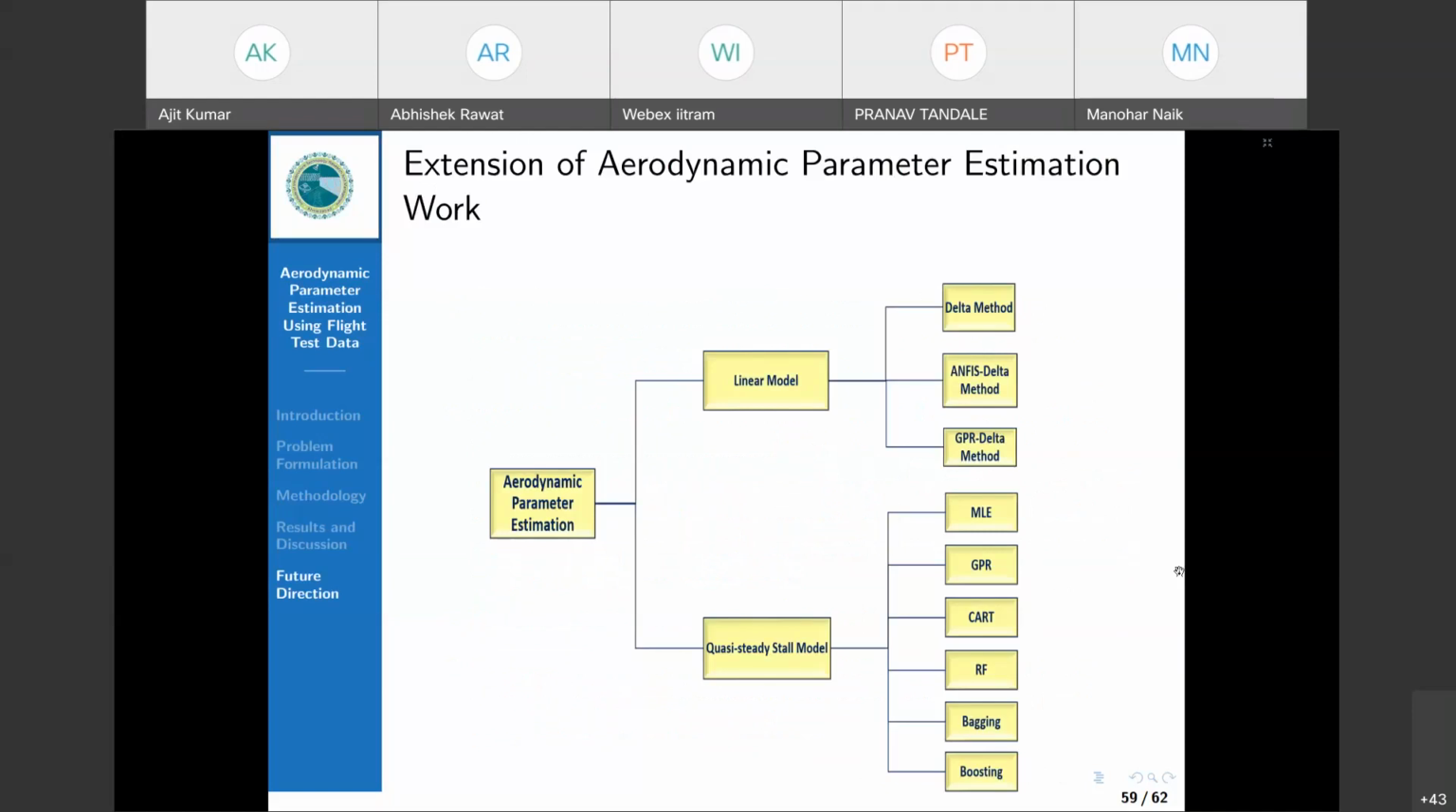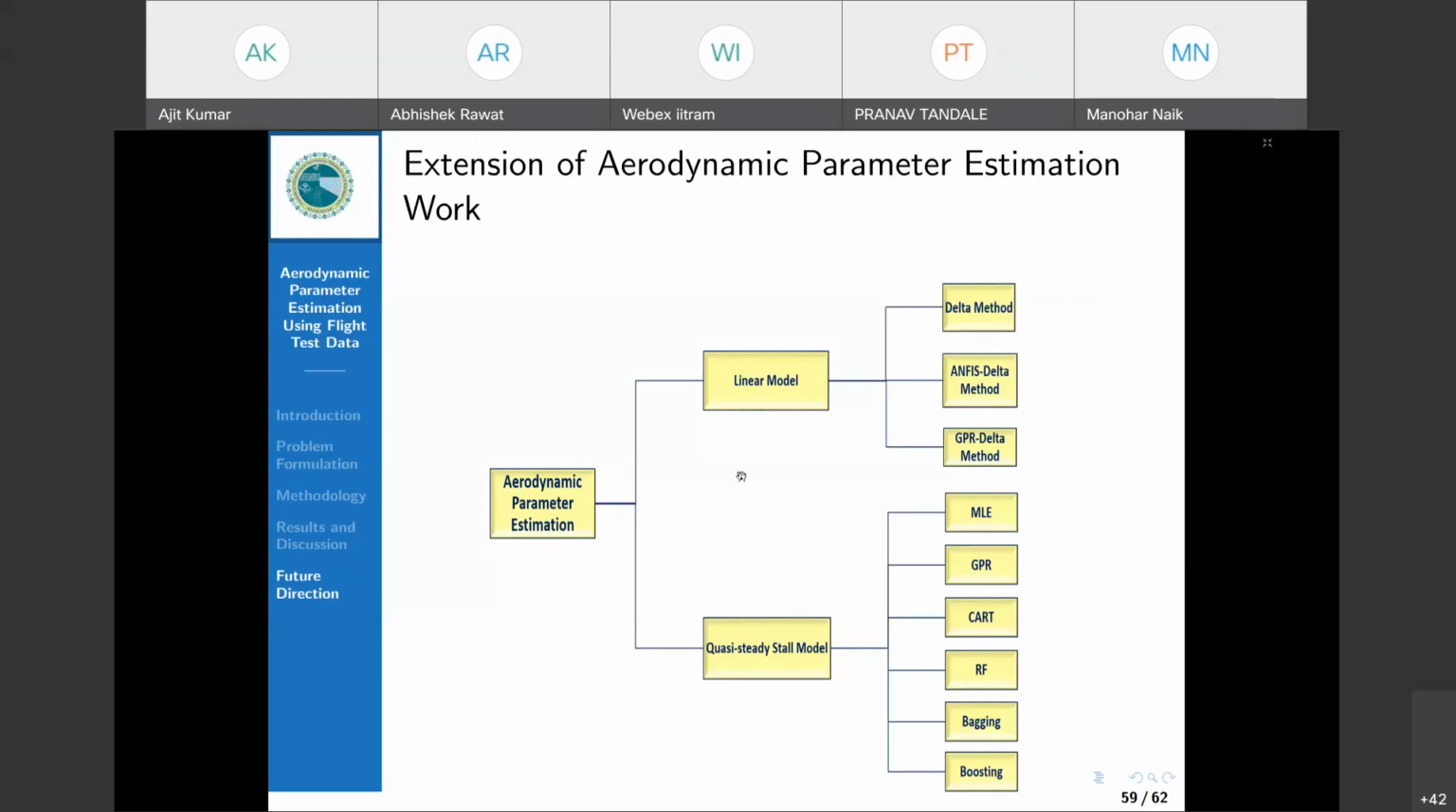Now, if somebody wants to work on aerodynamic estimation, these could be extensions of the work. When you assume a linear model, or precisely a linear parametric model, I have demonstrated the delta method, ANFIS delta, and GPR delta. Of course, you have traditional methods also like LS, MLE, and filter error method. And now, in the emerging area of machine learning and AI, you can also think of working with nonlinear parameter estimation or nonlinear modeling of aerodynamic forces and moments. Generally, most of the time the aircraft operates in a linear regime, which is quite intuitive. But we have a drawback when the aircraft enters a nonlinear regime, which will happen when the angle of attack is more than 12, 13, 14, 15 degrees.